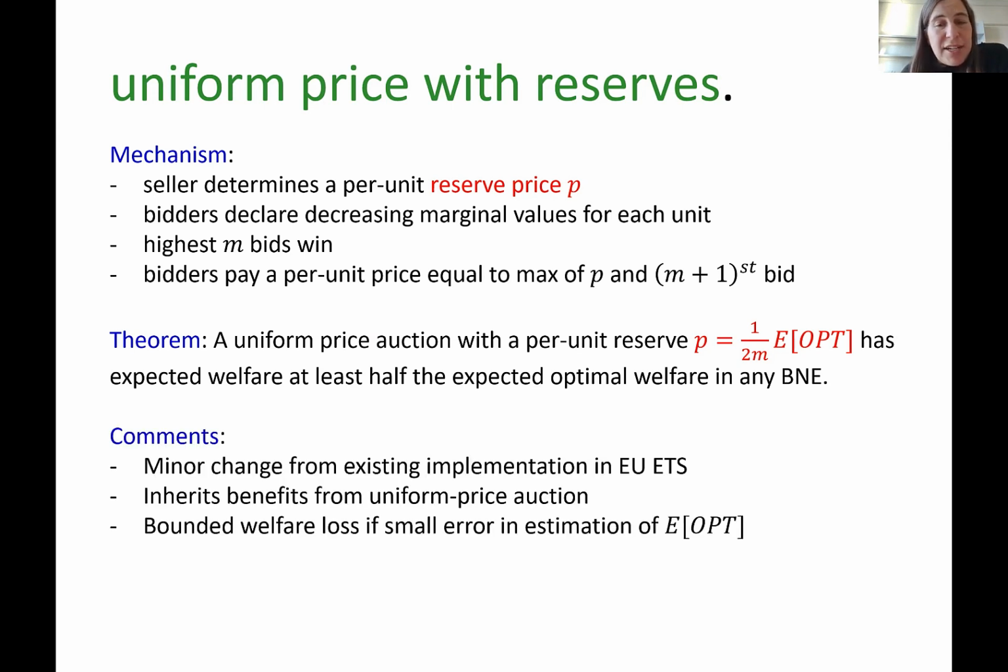I think that this is a nice suggestion for the EU ETS. They currently don't use reserves, but introducing reserves that are somehow tuned to this optimal welfare is a minor change from their existing implementation and therefore inherits all of the rationale that they gave for why they wanted uniform price auctions in the first place. And while it might be a large assumption to think that the EU ETS has a sense of the expected optimal welfare, we show that if they have an estimation of it and there's some error in the estimation, then there's a bounded welfare loss due to the error.